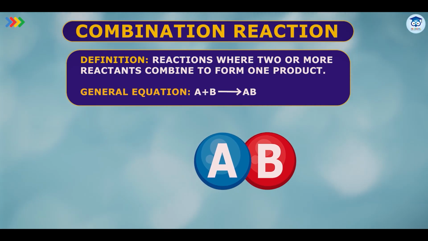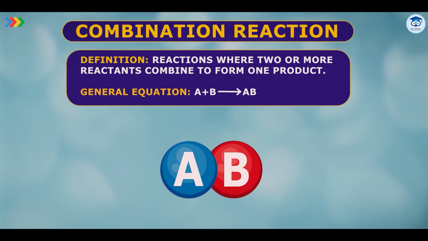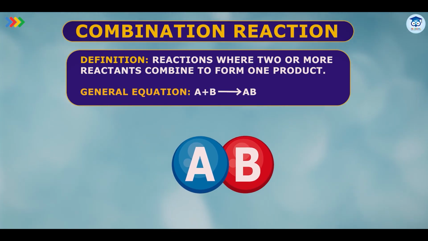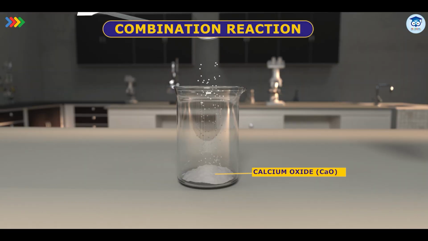So A and B are our reactants. AB is a new substance formed. This is a product. Since A and B are combined to form the new product, we call it a combination reaction. Some examples that we can see over here.